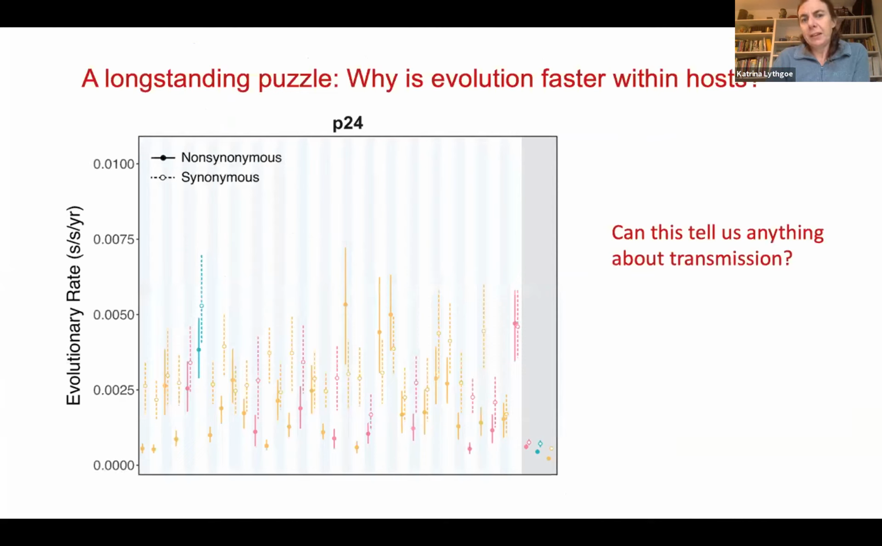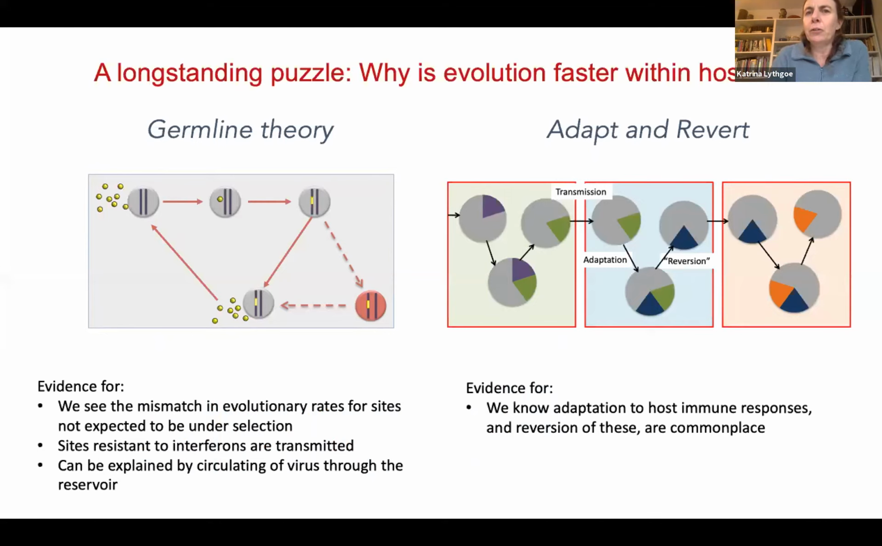For me, I think still one of the big outstanding puzzles, and one which I think is really important because it could help tell us about transmission, is why we're seeing these much faster evolutionary rates within individuals than between individuals, and how much can that tell us about transmission. And just two hypotheses here that I'm going to put forward, and I wanted to talk to you about them because they're hypotheses that both myself and Josh have put forward. People would probably put me on the germline side of things and Josh on the adapt and revert. But I think these really are definitely not either or, and there's really loads of evidence for both.